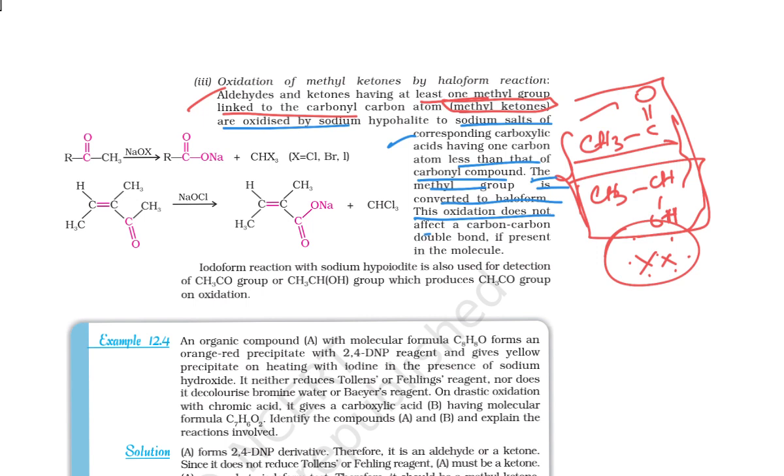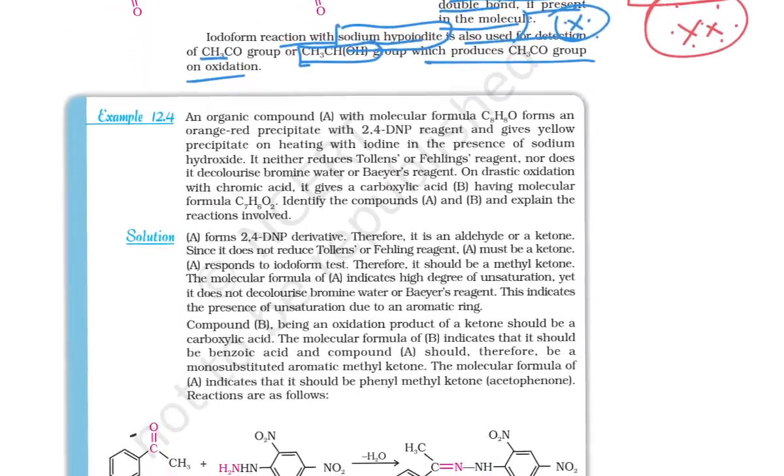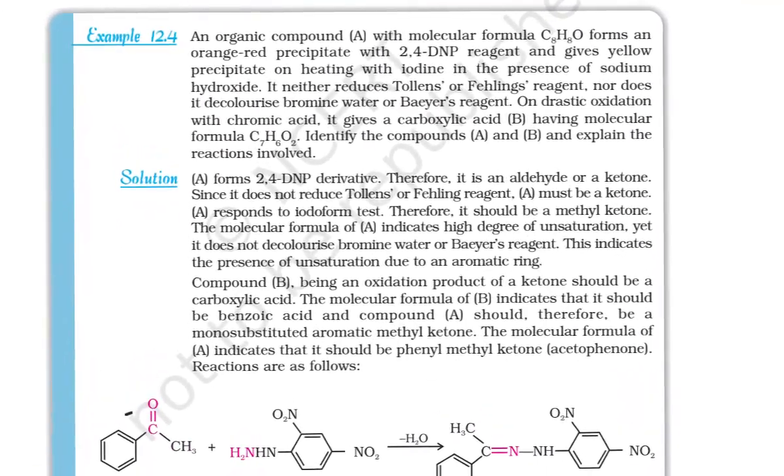This oxidation does not affect the carbon-carbon double bond if present in the molecule. Okay, if a carbon-carbon double bond is there, it is not going to be affected by this reaction. So in the haloform reaction, sodium hypoiodite is also used for the detection of CH3CO and CH3CHOH groups, which produce CH3C=O on oxidation. Right. Next we go for the question which we have to discuss.